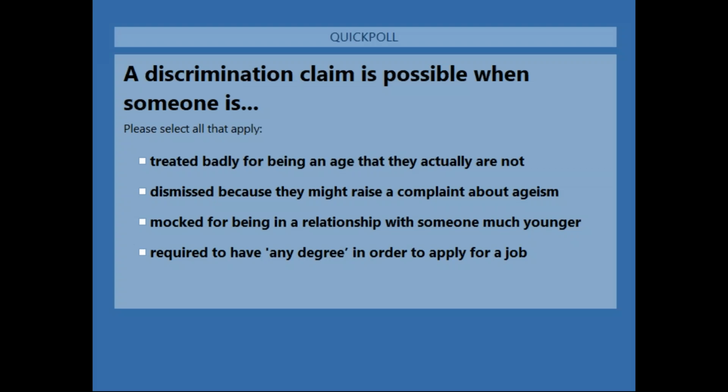A discrimination claim is possible when someone is treated badly for being an age that they actually are not. Dismissed because they might raise a complaint about ageism. Mocked for being in a relationship with someone who is much younger than they are. Or required to have any degree in order to apply for a job. So that's a degree level qualification in absolutely anything before you can apply for this job.